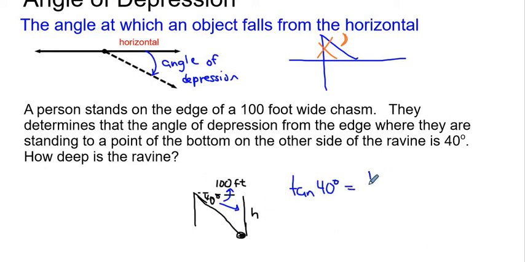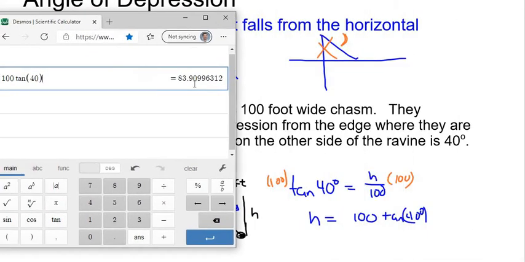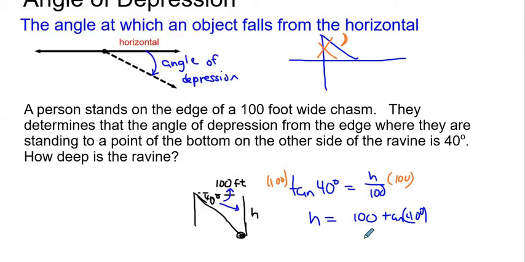So tangent of 40 is h over 100. Again, we multiply both sides by 100, just like we did in the other problem with a different number. Using the angle of depression, we determine that the depth of the ravine is 100 times tangent of 40 degrees. Using Desmos, you can easily see that the ravine is 83.909, rounded up, 83.910.